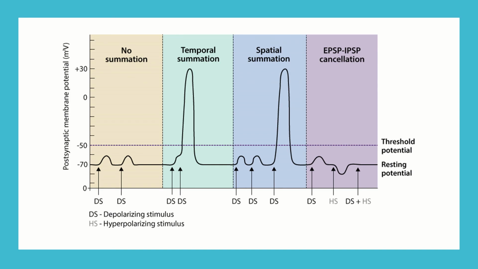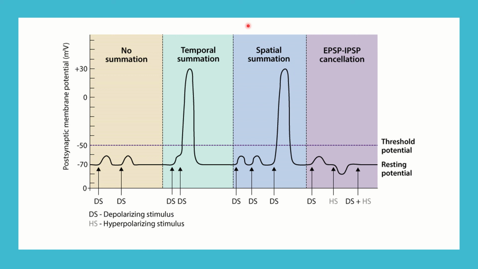So this diagram here, this is looking at summation. There are a couple of ways in which we can achieve summation of graded potentials. The first of these is called temporal summation. Temporal meaning time. So if we have multiple signals that all occur very frequently, that is temporal summation, just like we saw with muscle twitches. So if our stimulus is going to be frequent, we're going to see summation of our graded potentials.